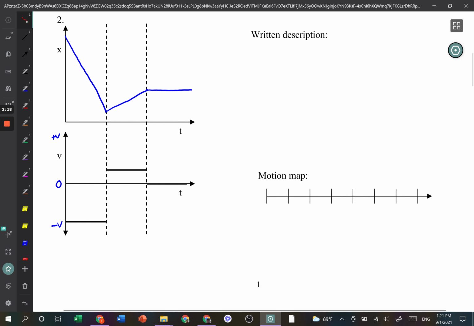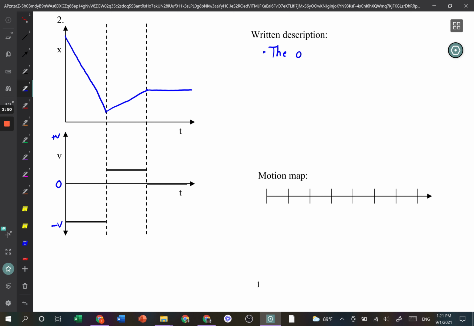So I start off with a negative velocity, which is what I have over here. Then I have a shallower but positive velocity, which is represented here. And then I have a horizontal line when my position does not change, which indicates that my velocity does not change, and that velocity should be 0. Now that I have my position versus time graph drawn out, that's going to make it really easy for me to describe this object's motion in words.